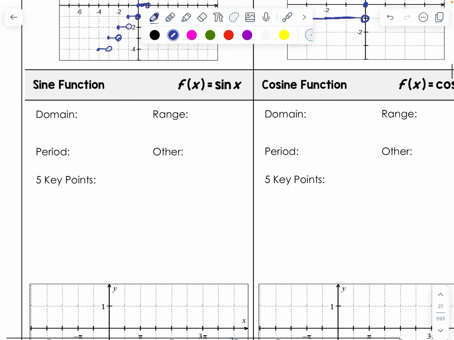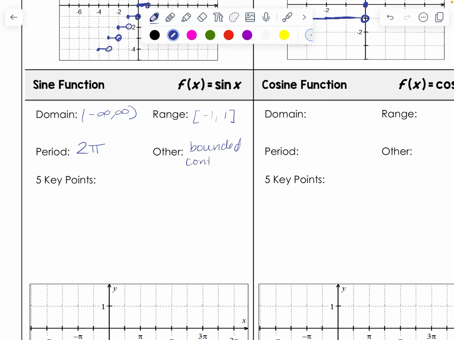And then we've got our sine function again, all reals for the domain. Range can only go from 1 to -1. The period is 2 pi. It's bounded, continuous, and periodic, which means it cycles back.